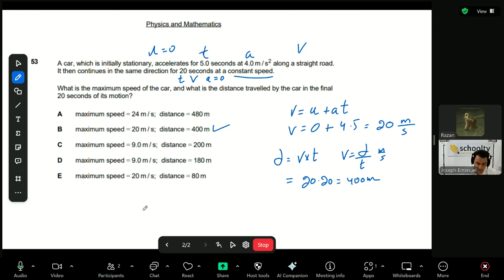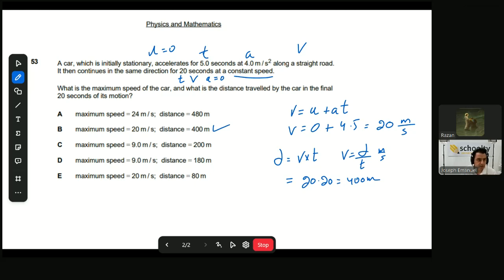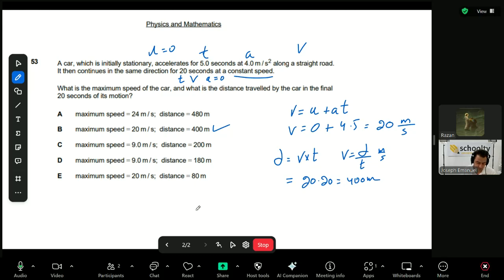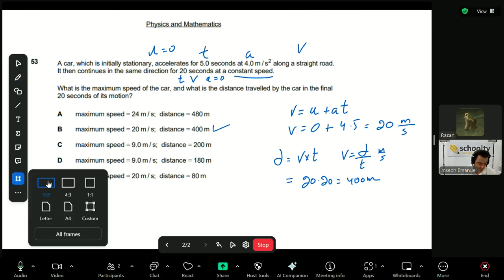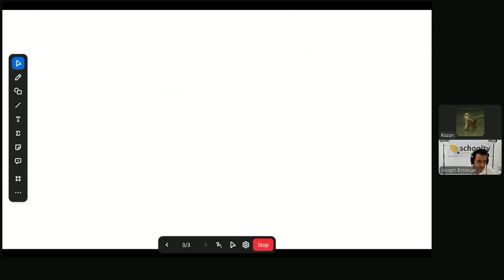I think the answer is B. Let me check. Let me open the answers. Page 1, B. Correct. Any questions? No. Okay, I think it's a good question, an easy one. So let's copy the next one.